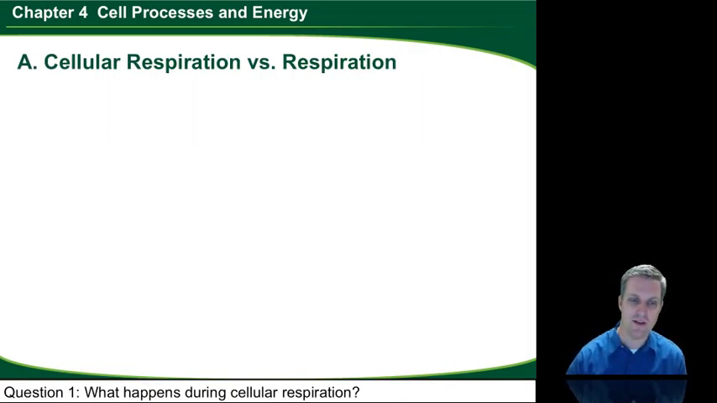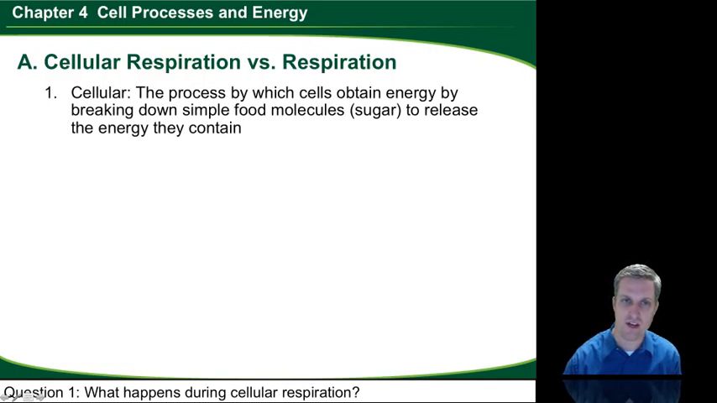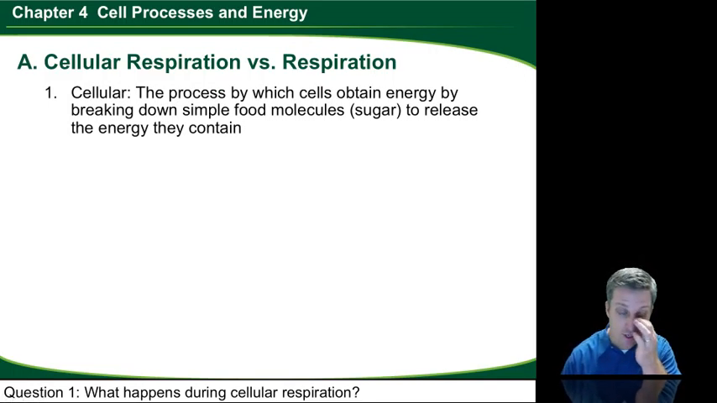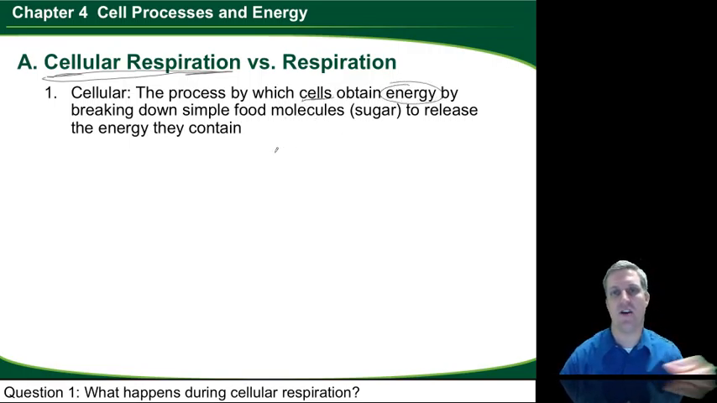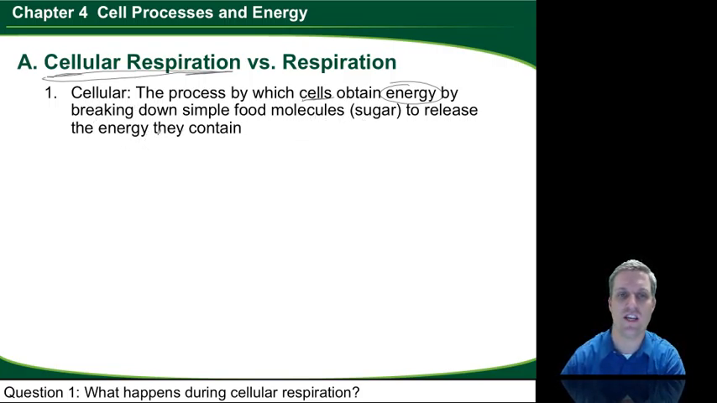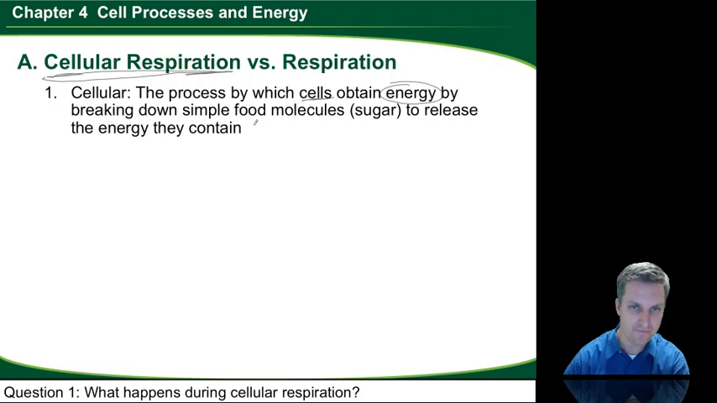We need to understand the difference between cellular respiration and respiration. Cellular respiration is what we're talking about. Cellular respiration is the process by which cells obtain energy by breaking down food molecules, usually in the form of sugar, to release the energy that those particles contain.